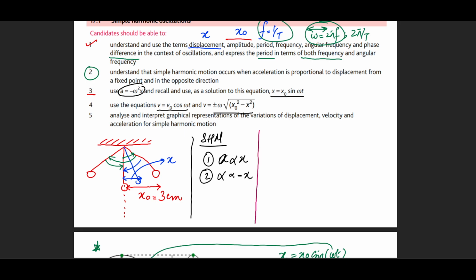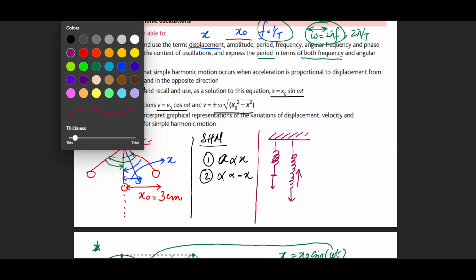So let's consider this case of a spring to make it easy to understand. Now, if I stretch the spring at a larger location, for example, most definitely the spring is going to try to come back to its original position. So what's happening at this point?